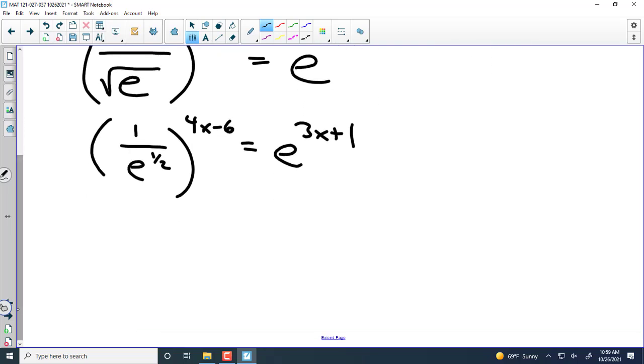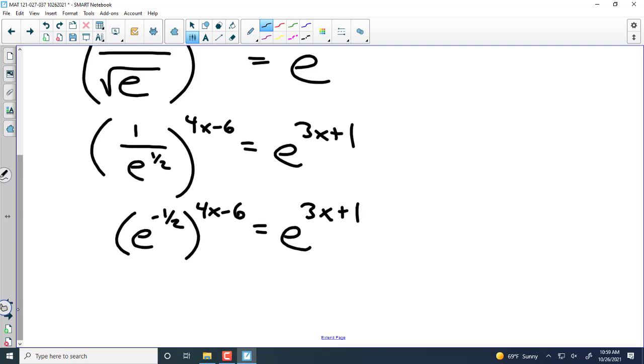What do I need to do to the power if I want to bring it up? Make the exponent negative. Thank you for clarifying. What do I need to make sure I do with that negative 1/2? Transfer to both 4 and 6. I have to distribute it? Pain in the neck, but doable. Negative 1/2 is going to be negative 2x plus 3.